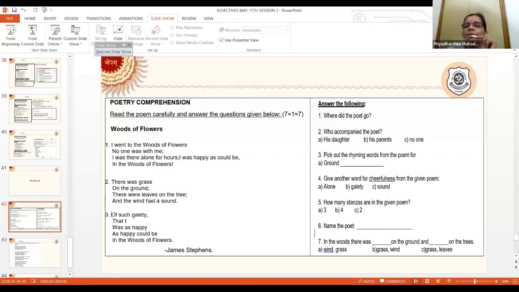Now pick out the rhyming words, because we are teaching the rhyming words from class 2 level, isn't it? So tell them to pick out the rhyming words from the poem for ground. Here the word itself is given, or you can tell them to pick out two pairs of rhyming words from the poem, so that the child himself will choose two and then write. So what is the answer for the question? Pick out the rhyming word. Sound. Ground, sound. Excellent. Can you identify the other two pairs of rhyming words from the poem? Two more. Me, be. Excellent. Very good.